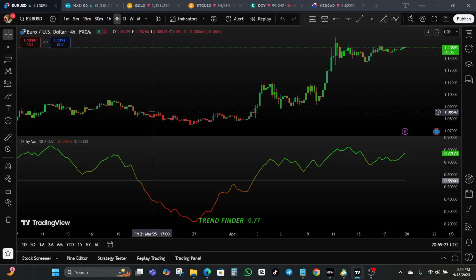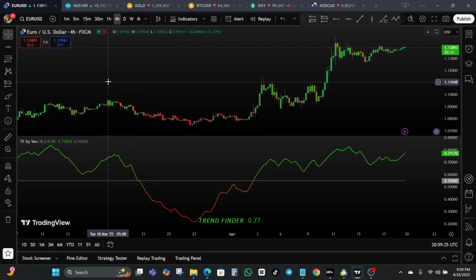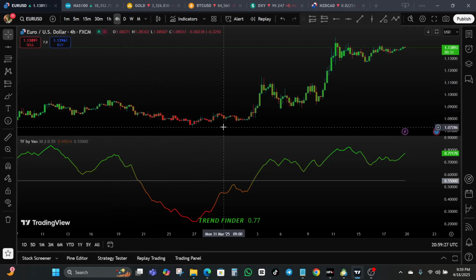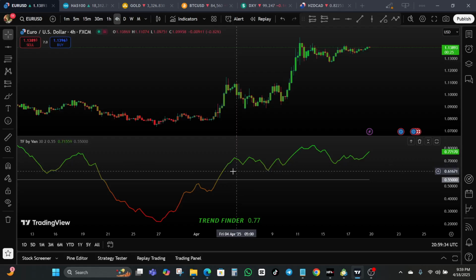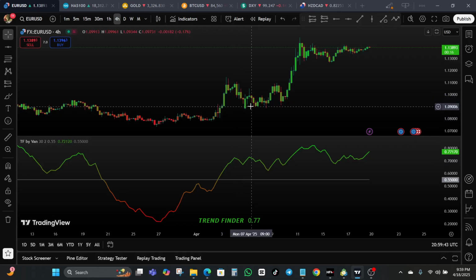Let's say you are trading Forex on the 4-hour chart. You load up the Trend Finder indicator and it shows a strong uptrend like what we are seeing now. You notice that the indicator line is green and the candlesticks are already being painted green as well. So that is obvious that it is a bullish trend. There is bullish momentum prevailing in the market at the time, so you're going to be looking for buying opportunities.